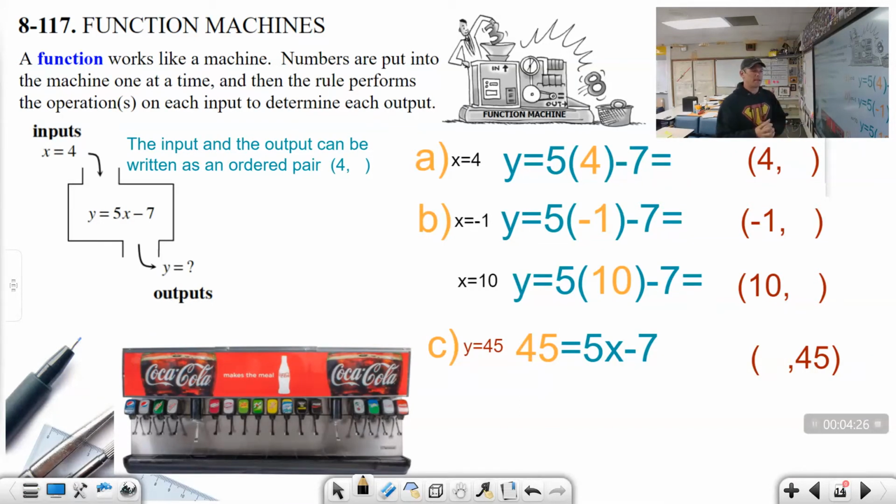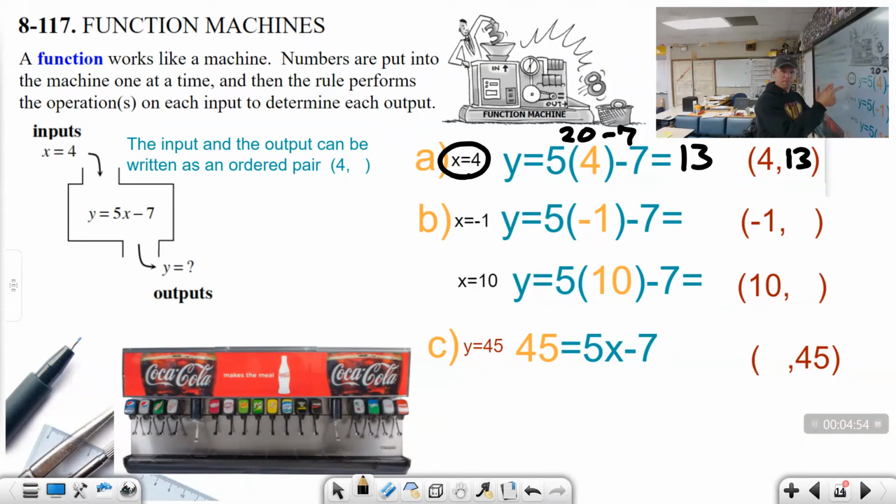So in problem A, B, C, and D, I want you to notice A and B, we are going to push these numbers through the function. And what we are thinking is order of operations. So I'm going to do some mental math. 5 times 4 is 20. And then I think 20 minus 7, that's going to give me 13. My output is 13. When I start with 4, my output is 13. I want you to apply the function in problem letter B. Pause the video to complete those two problems.